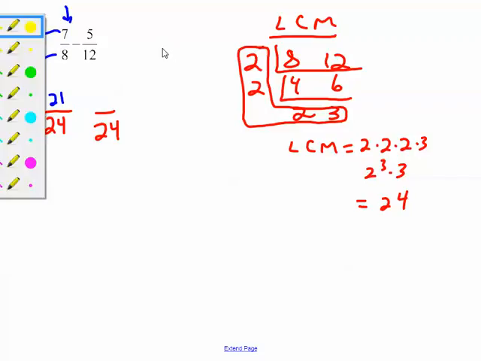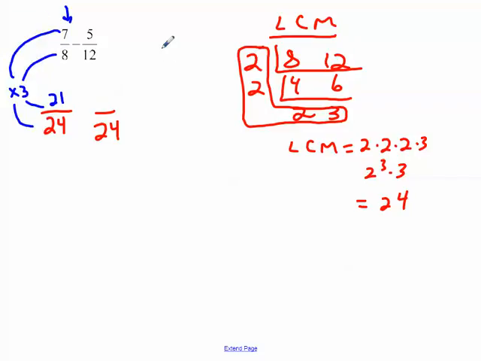Green, please. Let's see if this converts to green. It does. I have 12 multiplied by 2 to get me 24. And I've got to bring this 5 along to give me 5 times 2, 10. Now we just bring the minus sign down. We've converted 5/12 into 10/24. We've converted 7/8 into 21/24. We have a common denominator.